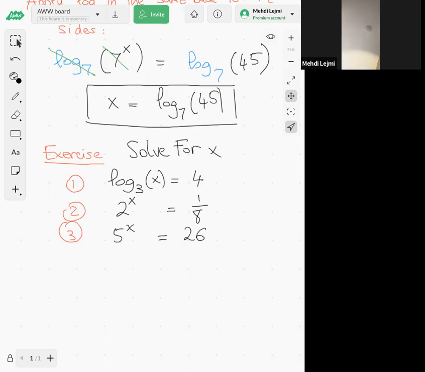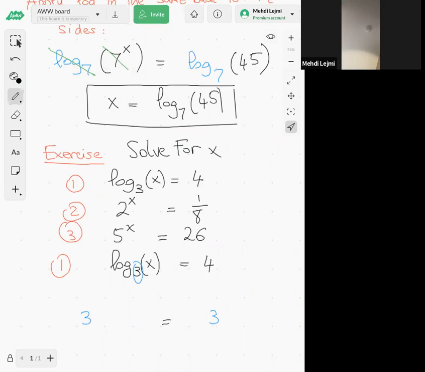All right, guys. So for number one, we have this log in base 3 of x equals 4, right? So as I said, you have a log. I want to get rid of the log, so you apply exponential to both sides. Which exponential are you going to apply? This is the log in base 3, right? So we're going to apply exponential in base 3. So here's my exponential, base 3.